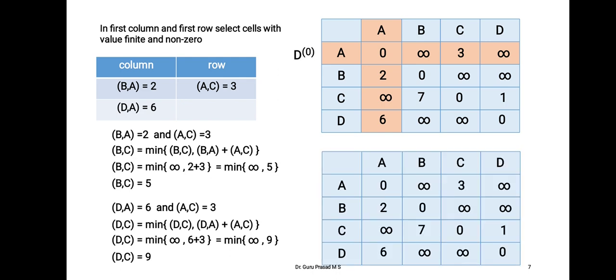That you have to update in the matrix. Initially the b to c value is infinity, and infinity is replaced by the value 5. And next, the d to c value in the matrix is infinity, and infinity is replaced by the value 9.